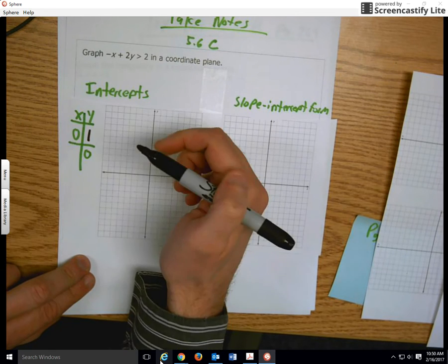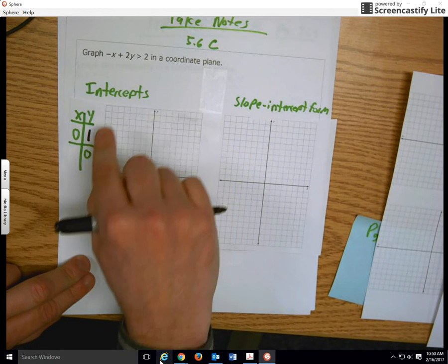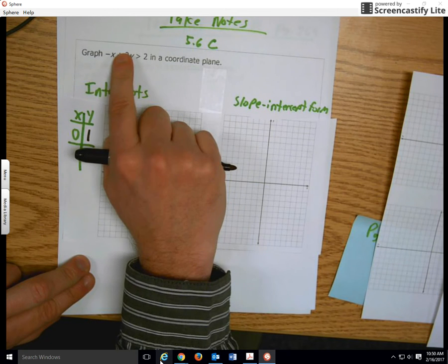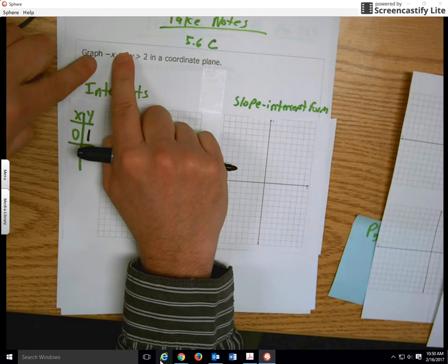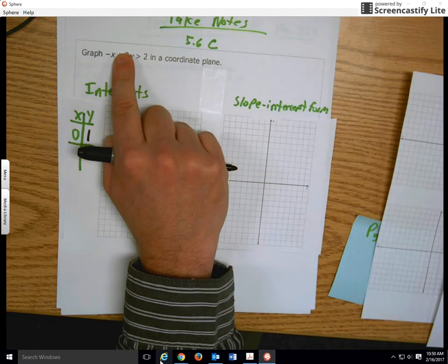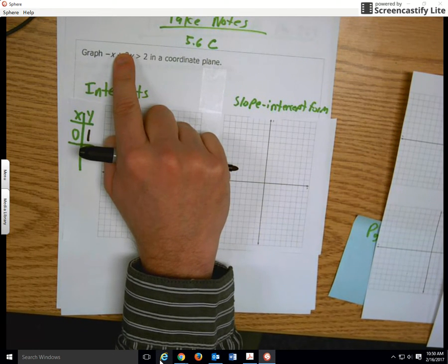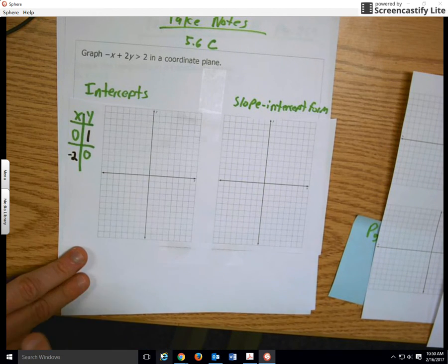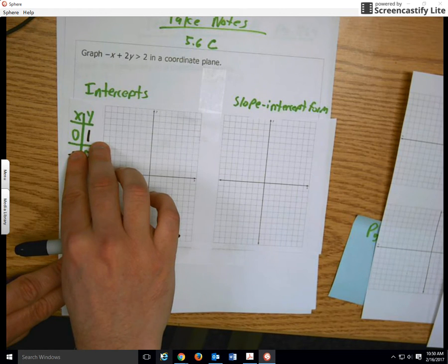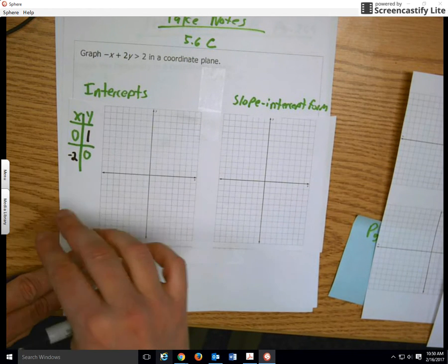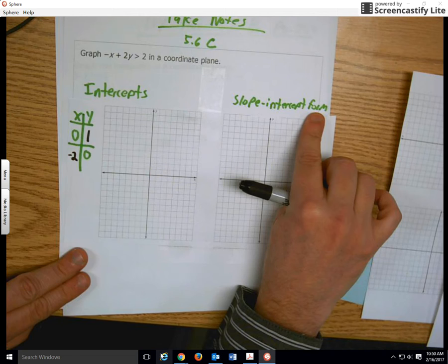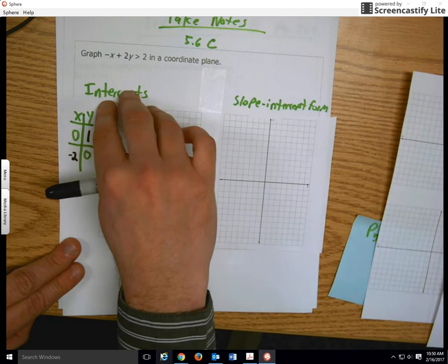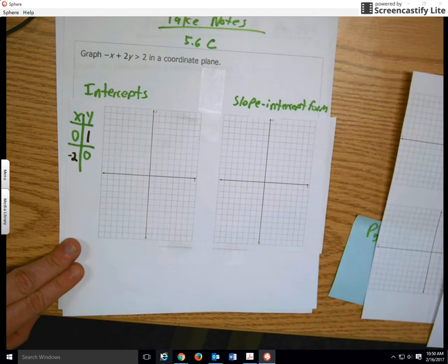And then I would just need to solve for the other side, making the y be the 0. If y were 0, we'd have a negative x is greater than 2, divide both sides by a negative 1, and x is less than negative 2. Remember, you reverse the direction of the inequality. Now, this is an easy and quick way to graph. However, most students seem to be more familiar with the slope-intercept form. So I just wanted to remind you guys that there's this thing out there called the intercepts that you can use. Especially if it's in standard form, it seems to be set up for it.